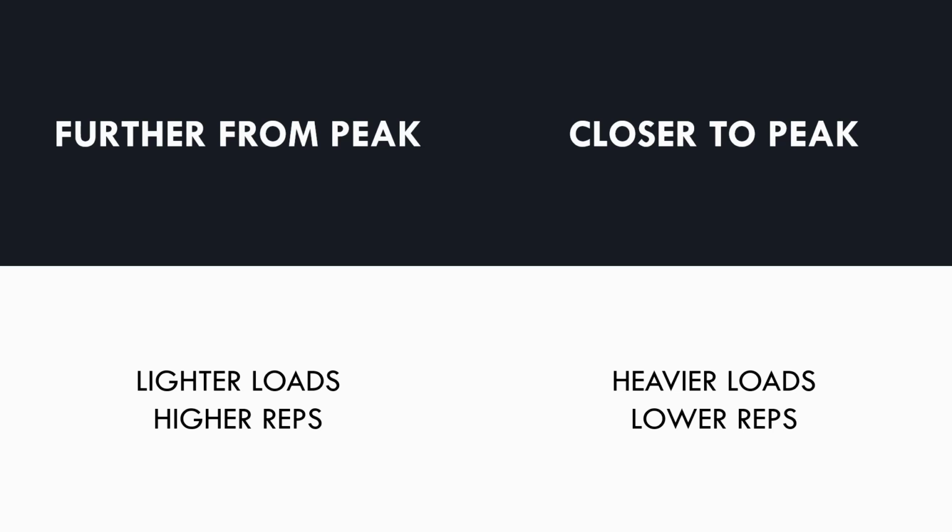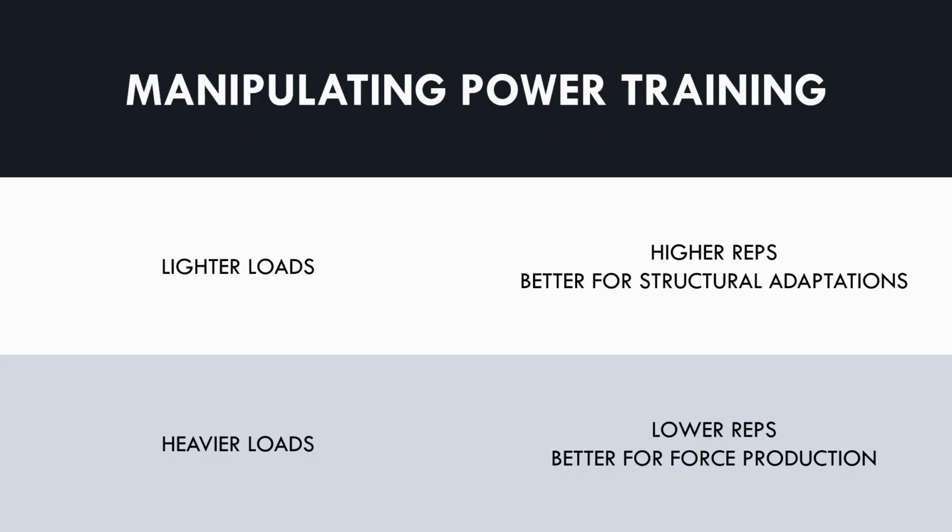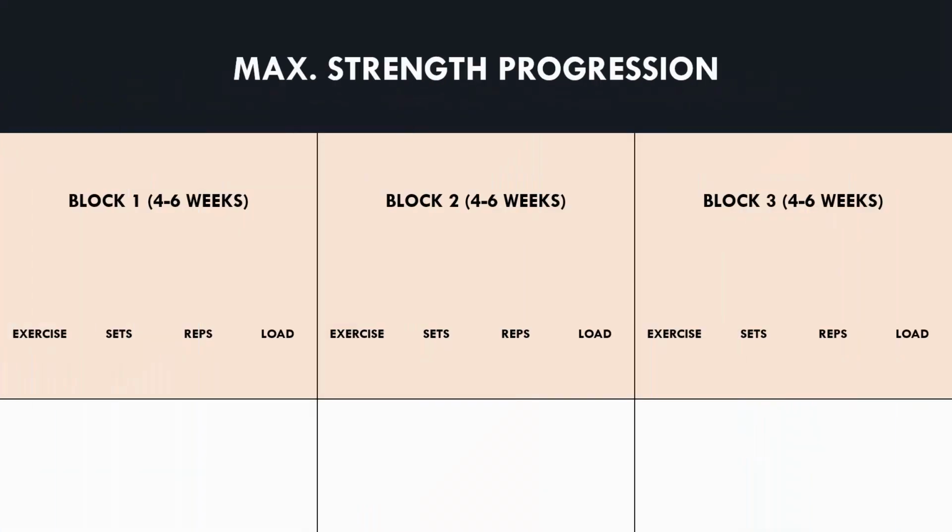So the primary variable we will manipulate is load. We can use a lighter load initially, and then progress to heavier and heavier loads over time. Here is a practical example of how this may look. We've implemented the back squat as an example exercise. First, a lighter load is used, which should allow this athlete to perform around 6 to 8 reps. So for this athlete, a load of 100 kilos has been selected.